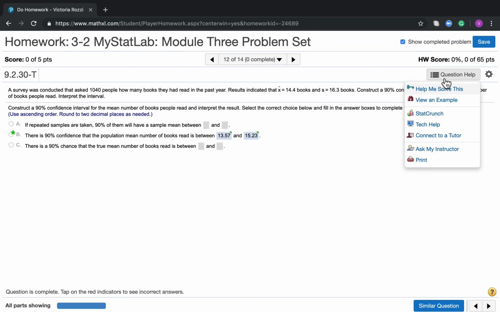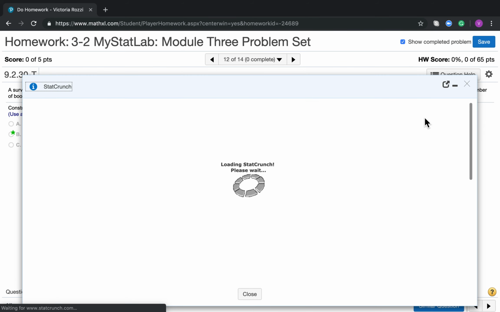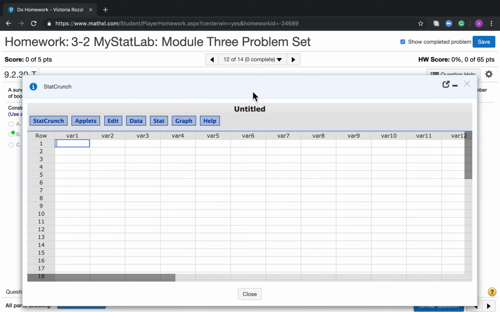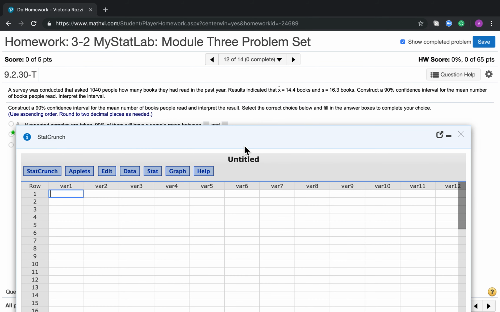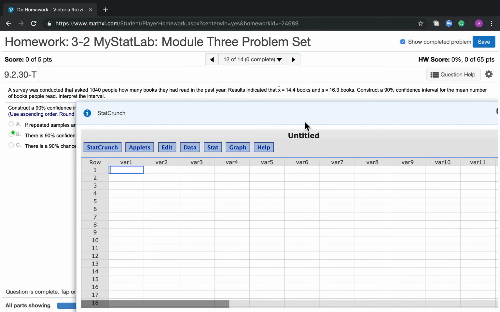We're going to do question help, go to StatCrunch. Okay, now we are doing a test for a mean, and if you look here, we had 1,040 people, but we have S for standard deviation. We don't have the population standard deviation, which would be that sigma, which is that funny looking R.